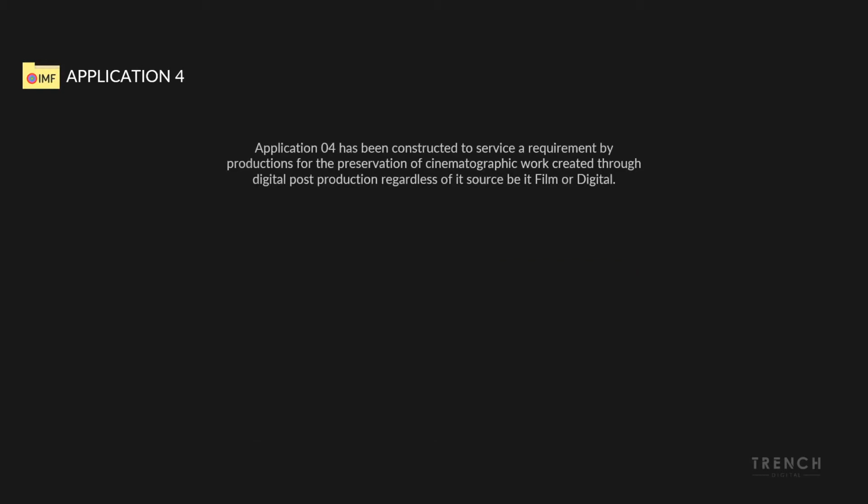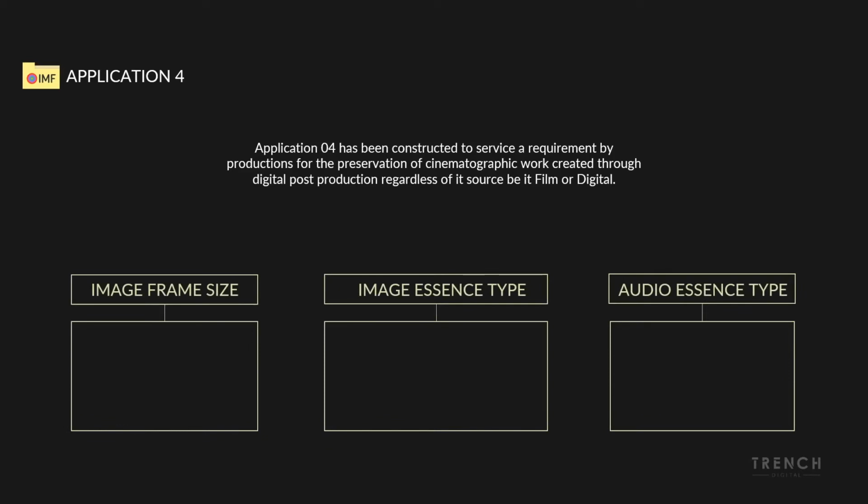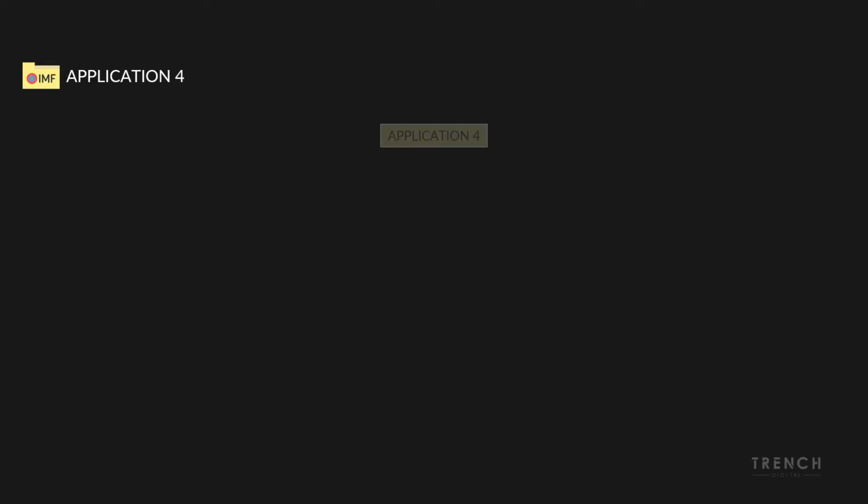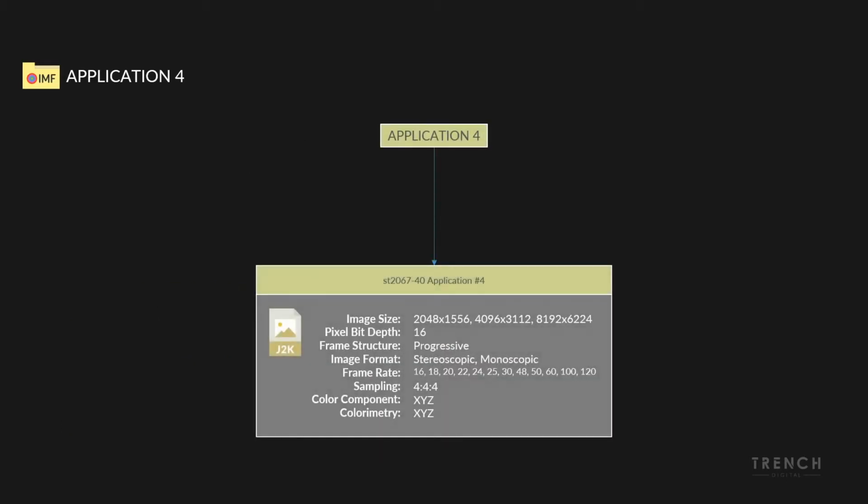Moving back to JPEG 2000, Application 4 has been constructed to service a requirement by productions for the preservation of cinematographic work created through digital post-production regardless of its source, be it film or digital. It uses images encoded using 16-bit XYZ color primaries and a linear transfer function. It has support for image sizes all the way up to 8K neg scans. It enforces multi-segmentation in a composition for the sake of real preservation. It is one of the main IMF applications for digital intermediate telecine restoration and archiving.